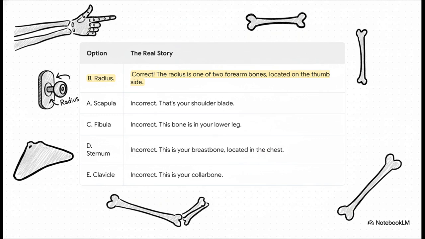That's the one. It's the bone in your forearm that's on the same side as your thumb. Here's a cool way to remember it. When you turn a doorknob, that twisting motion, that's your radius rotating around the other forearm bone, the ulna. Pretty neat, right? The other options, well, they're all over the place. Your shoulder blade, your lower leg, your chest, but not your forearm.